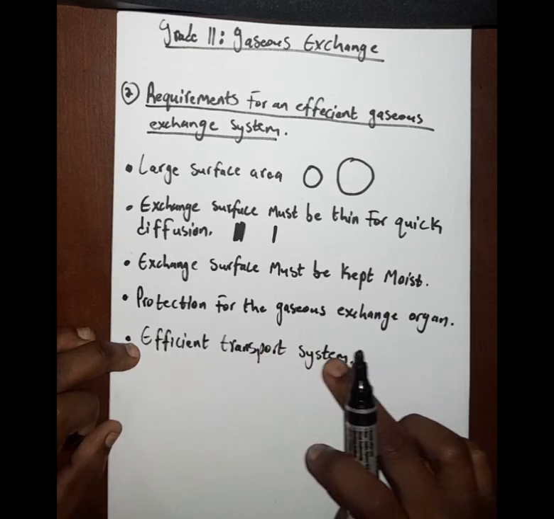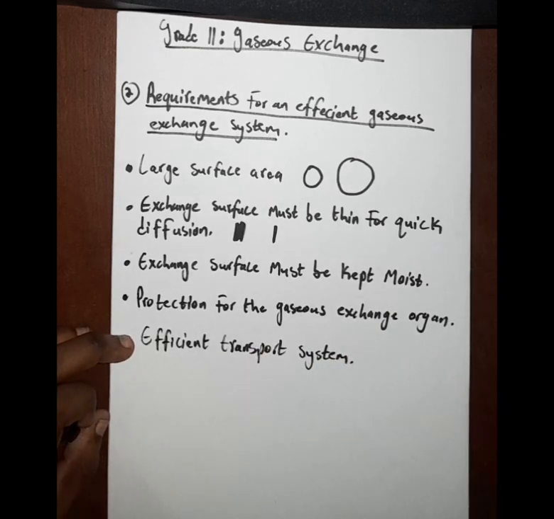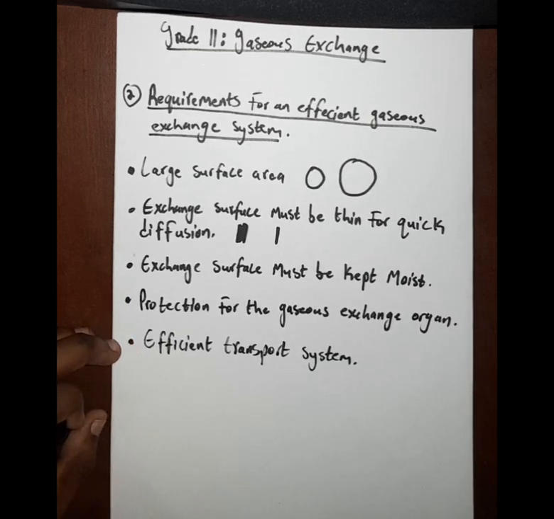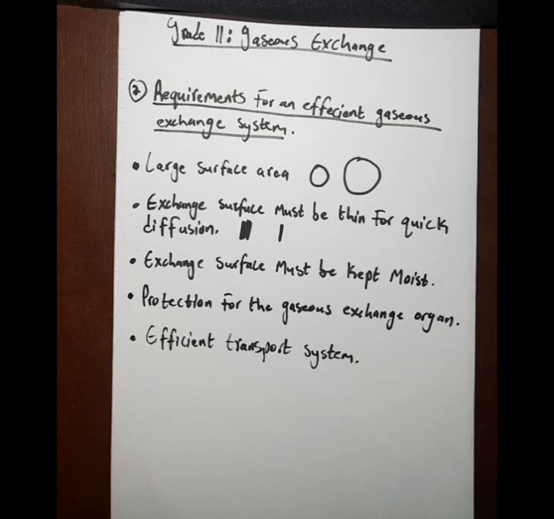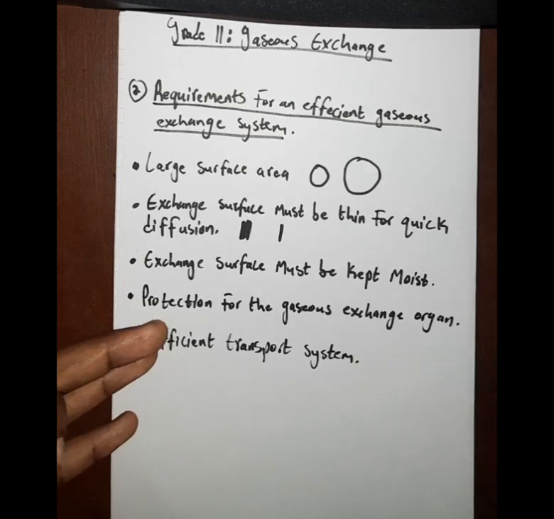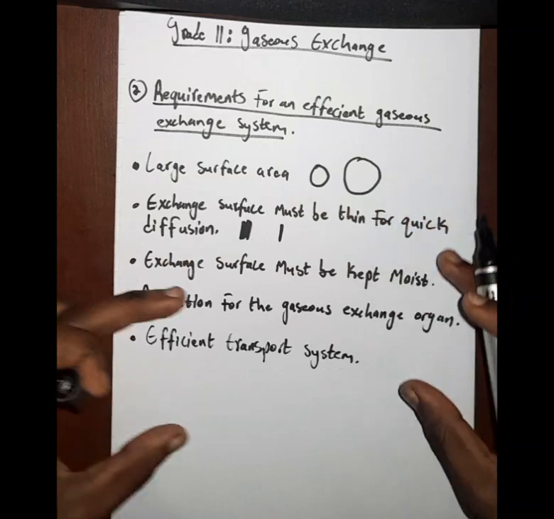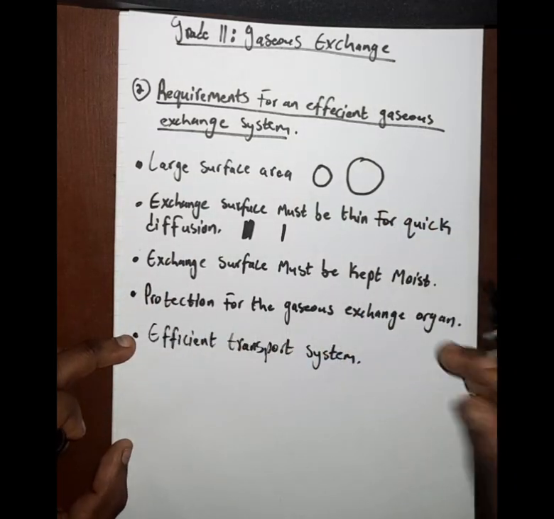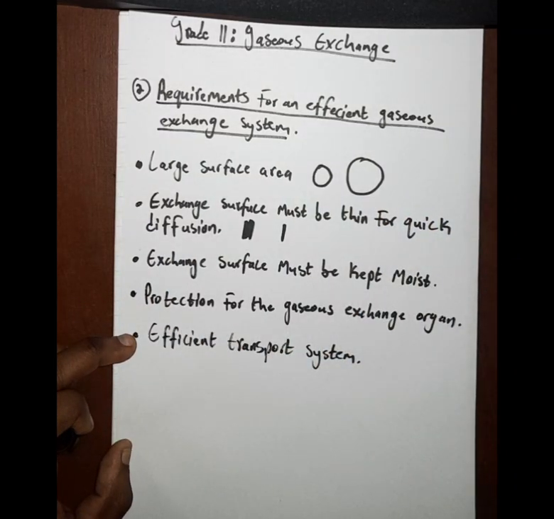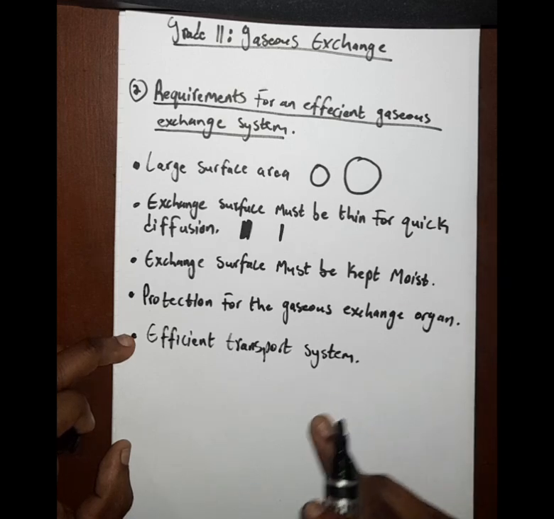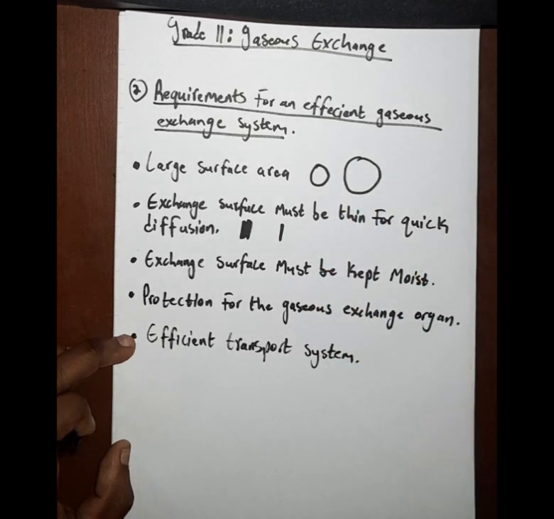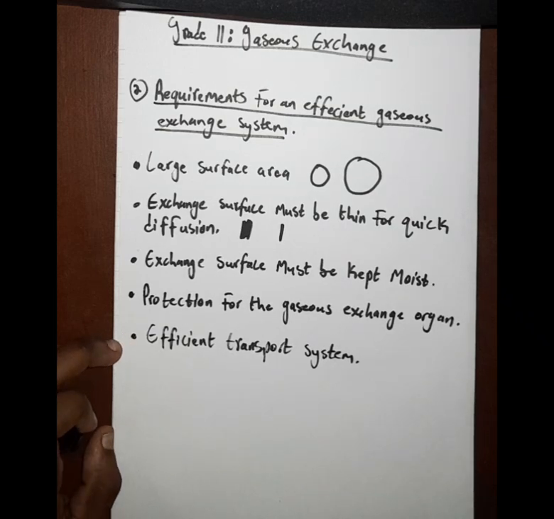The efficient transport system is so that the gases can be transported into and outside our body. Now when the oxygen comes inside our body, there needs to be a transport system that is going to transport the oxygen to our body cells, so that cellular respiration can occur and we can obtain energy. And also, as a result, when our body functions, it releases carbon dioxide. So that carbon dioxide needs to be transported to the gaseous exchange organ, which is the lung, so that it can be removed from the body.